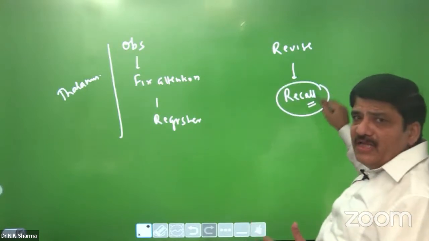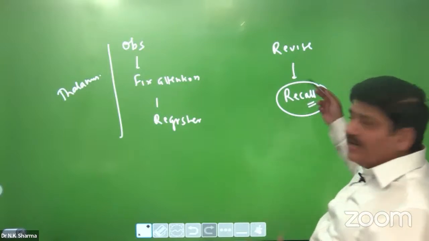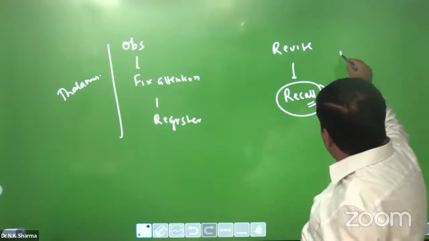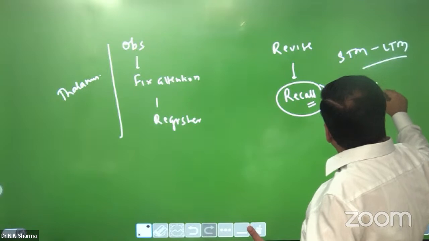So this recall may be teaching others and basically reciting in front of others, or it may be a test. And this is what is converting the short-term memory into long-term memory. This is the function of hippocampus.